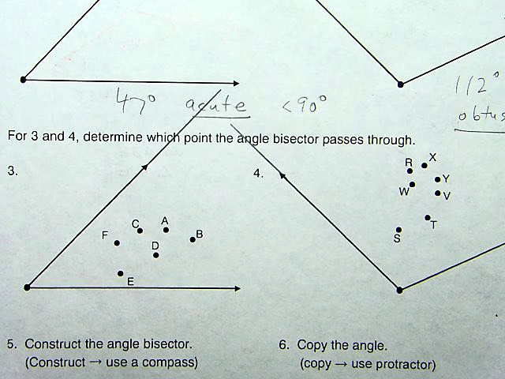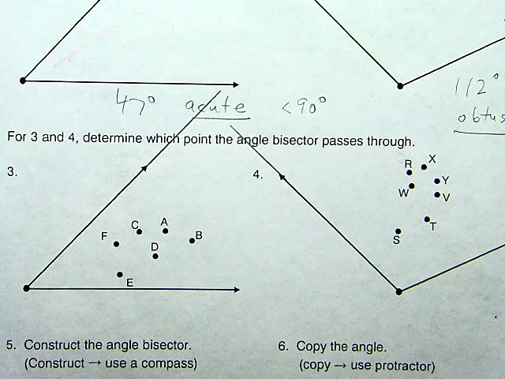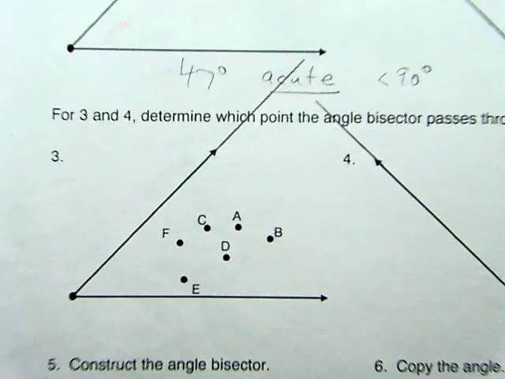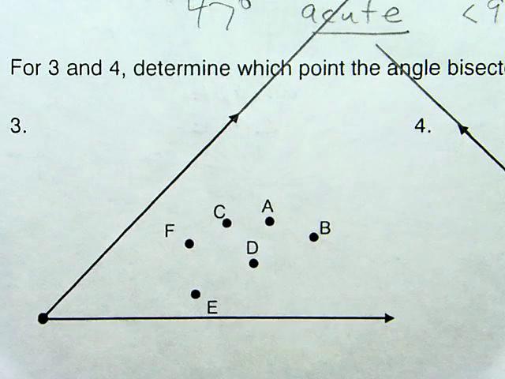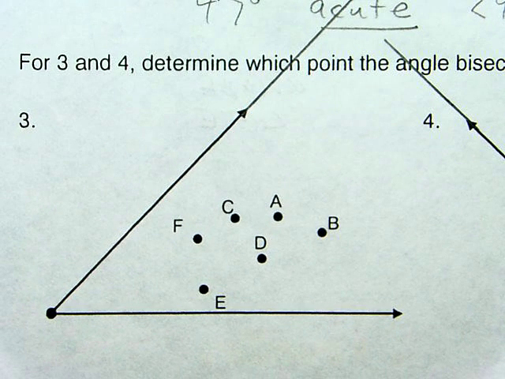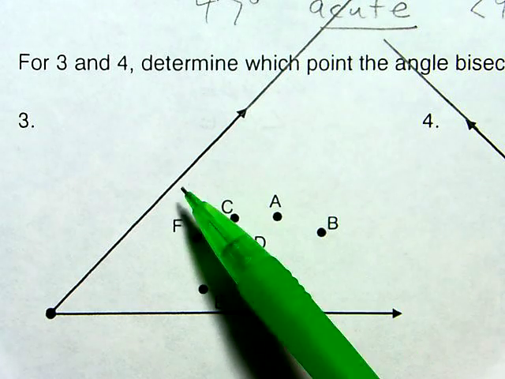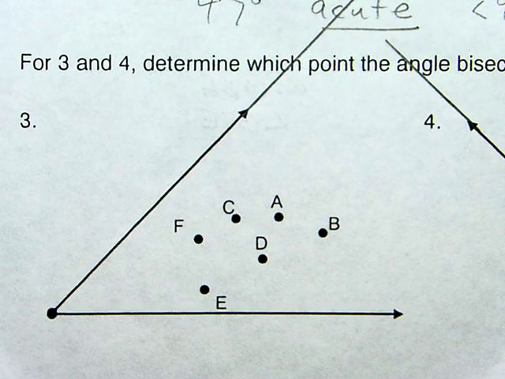Now, we could do it with a compass as well. We could construct an angle bisector with our compass, but in this case, the purpose of this exercise is to practice using the protractor. Now let's zoom in on problem 3, and you'll notice that I took the liberty of extending this line using a straight edge so that it would be easier to use the protractor.